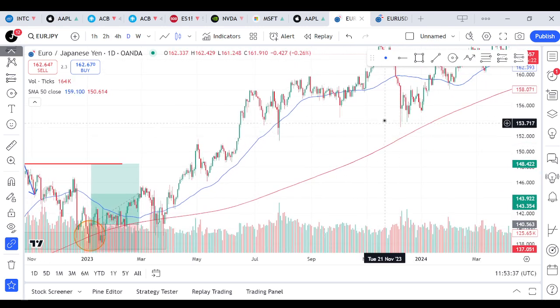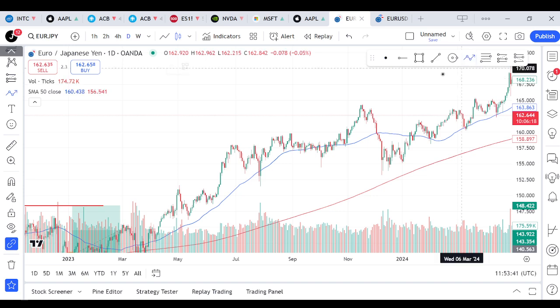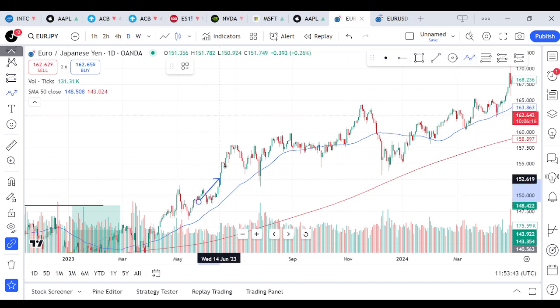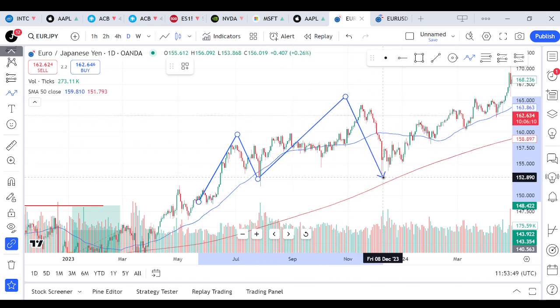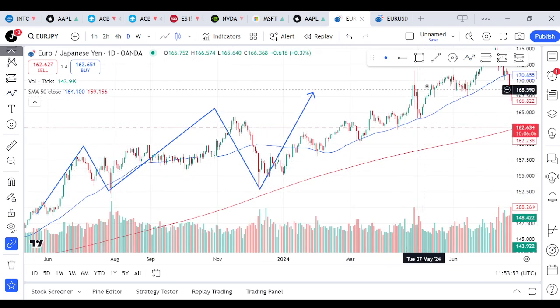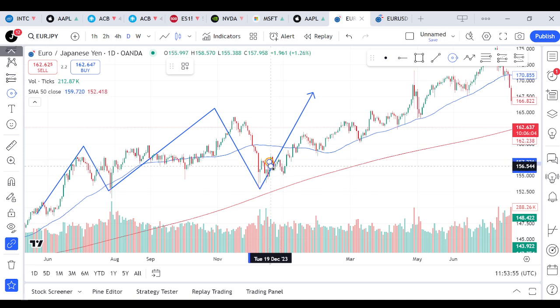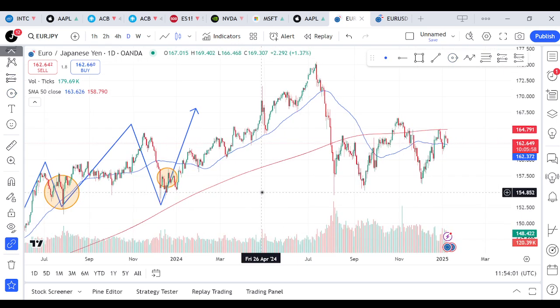So we have another pullback. It's all about trading from the pullbacks. Like this is a pullback we have right here to the 50-day moving average, upwards, a pullback, upwards. So we'll be looking to take trades from these pullbacks. We're looking to take our trades from pullback areas like this. So that's how you can trade the EURJPY currency pair.